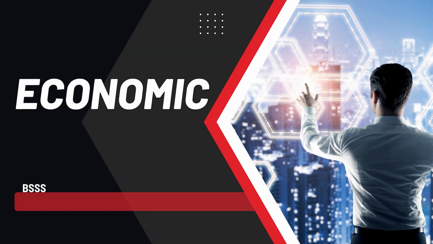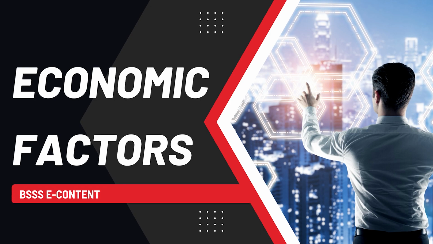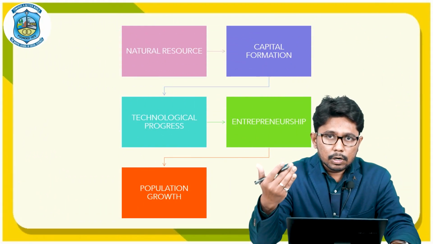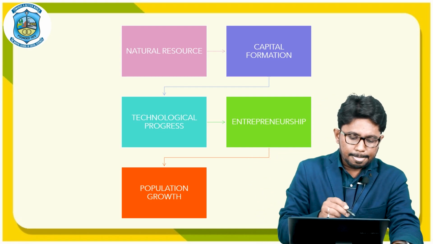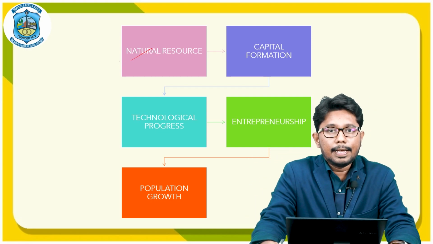So the first factor is the economic factor. The economic factors include other indicators, and which are these indicators? The first indicator is natural resources.